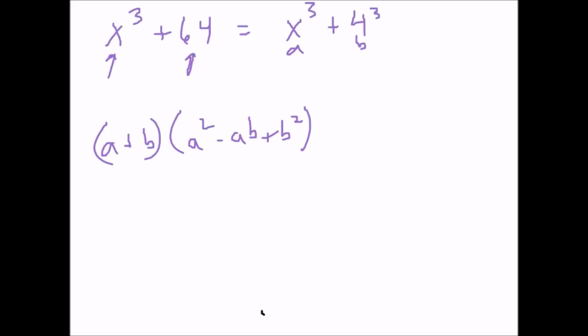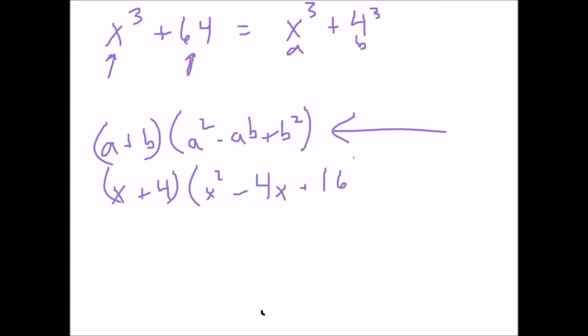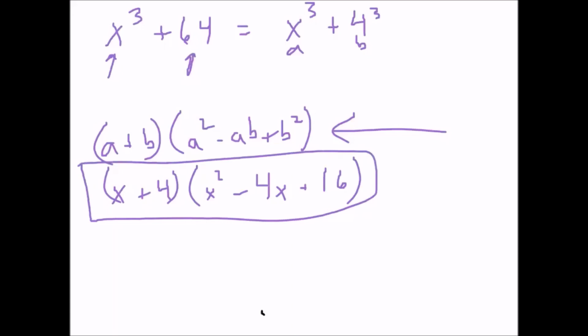So let's go ahead and plug those in. And I'll teach you a trick for memorizing this formula later. But let's go ahead and plug those in first. So a is x, b is 4. So a squared is x squared, minus ab, that's 4x, plus b squared, that's 4 squared, so 16. And that's going to be your answer. x plus 4 times x squared minus 4x plus 16.